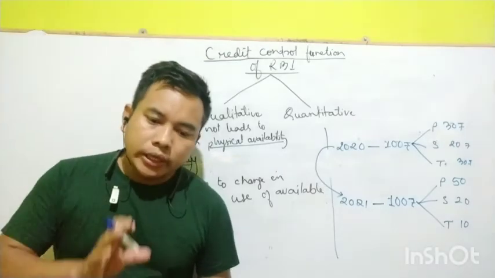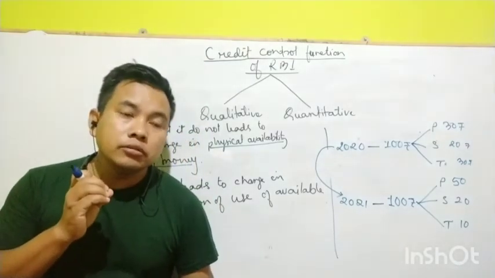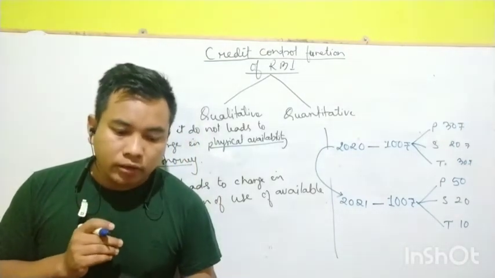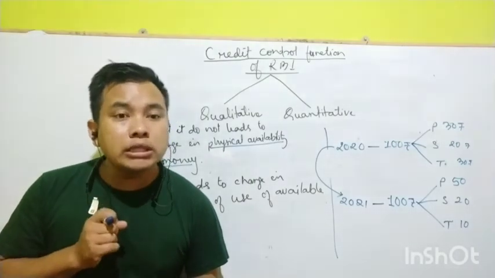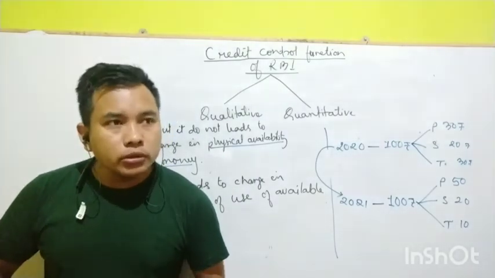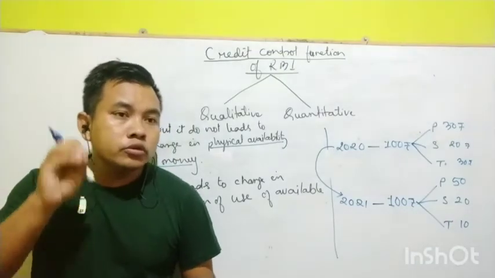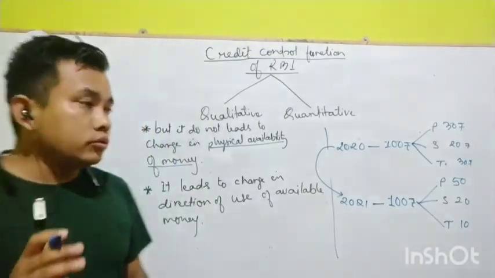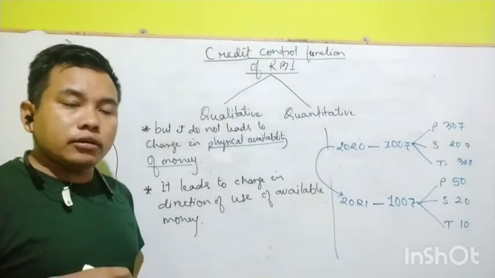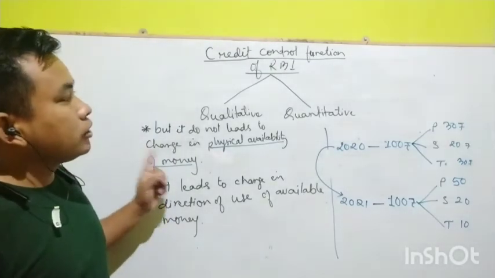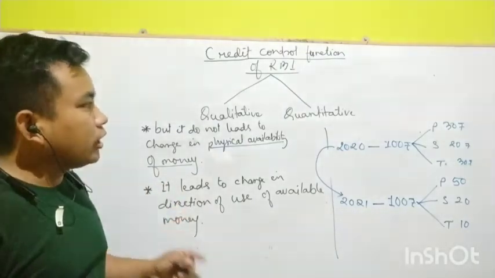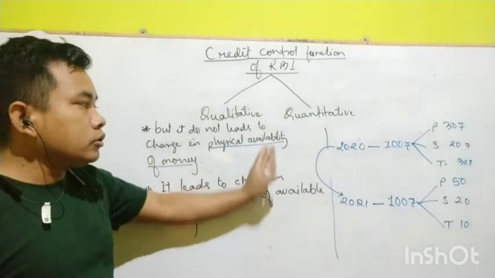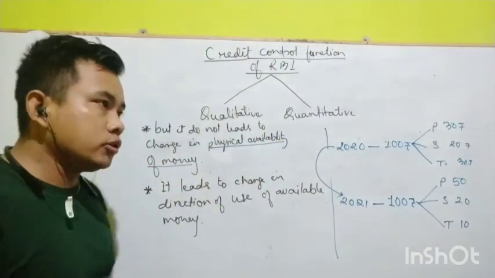With qualitative tools, the physical availability of money will remain the same, no change. But the direction of use of that available money will be different. The quantitative will be just the opposite of this qualitative, the complete opposite of qualitative.